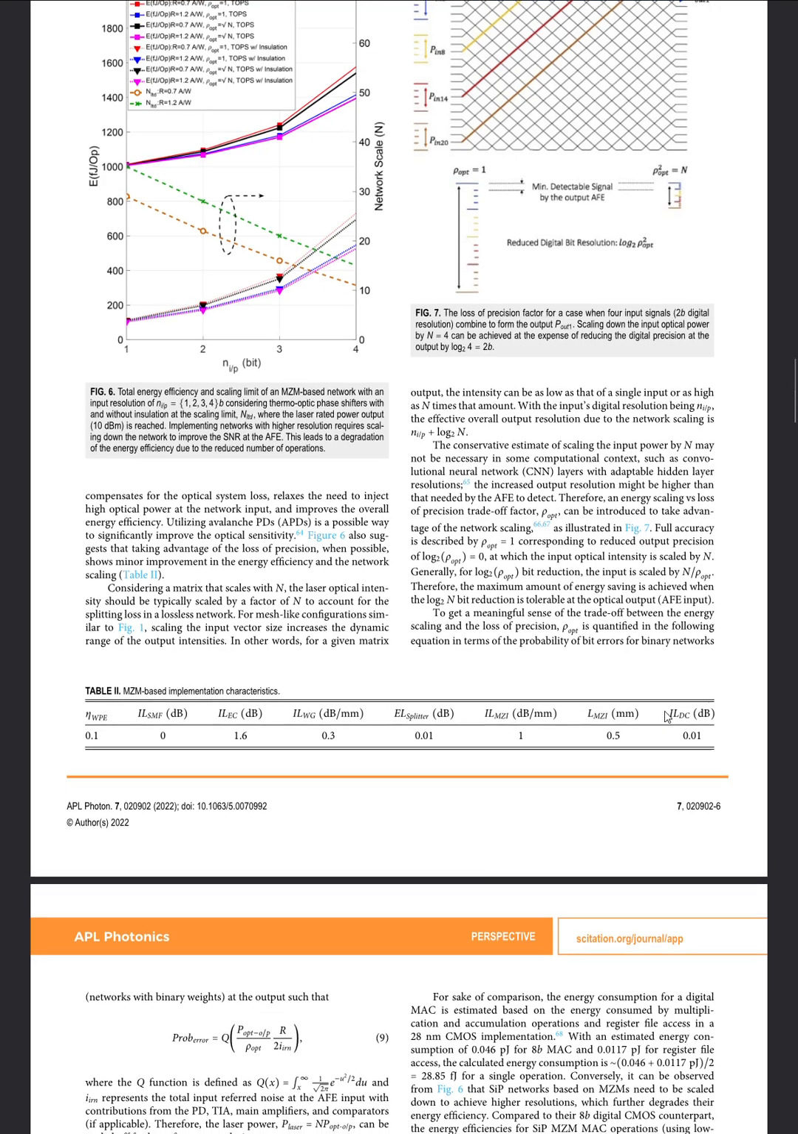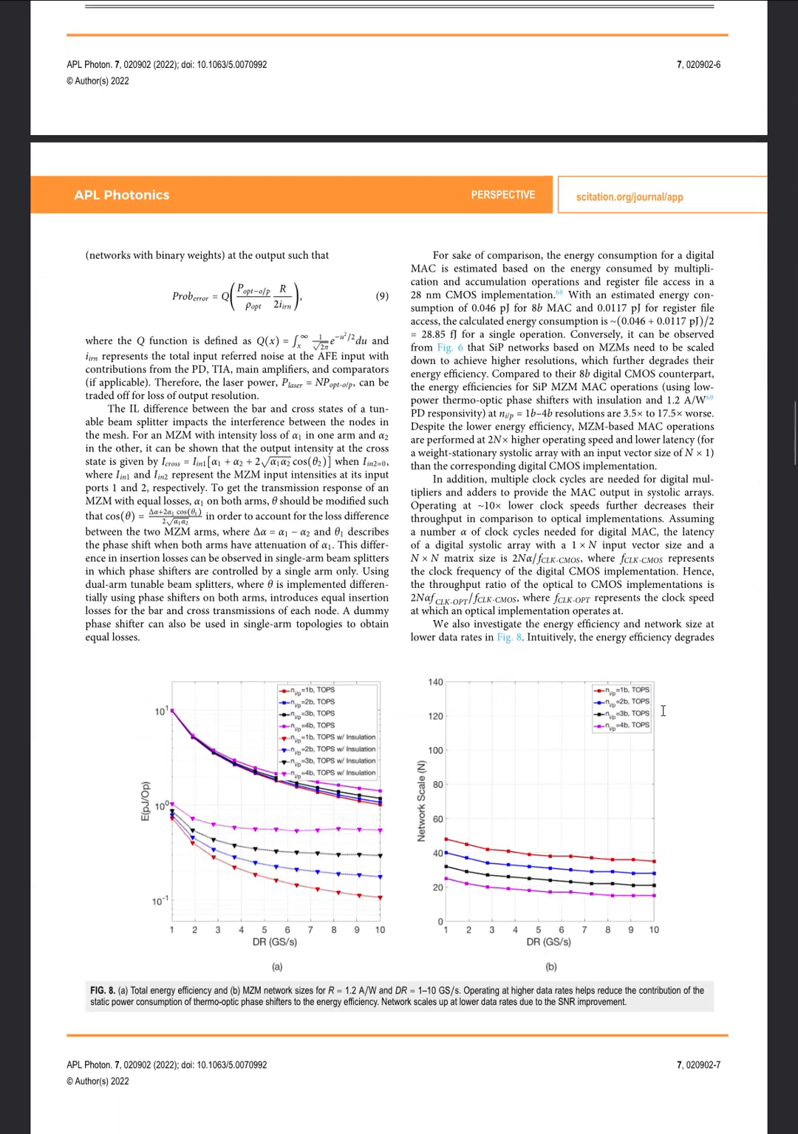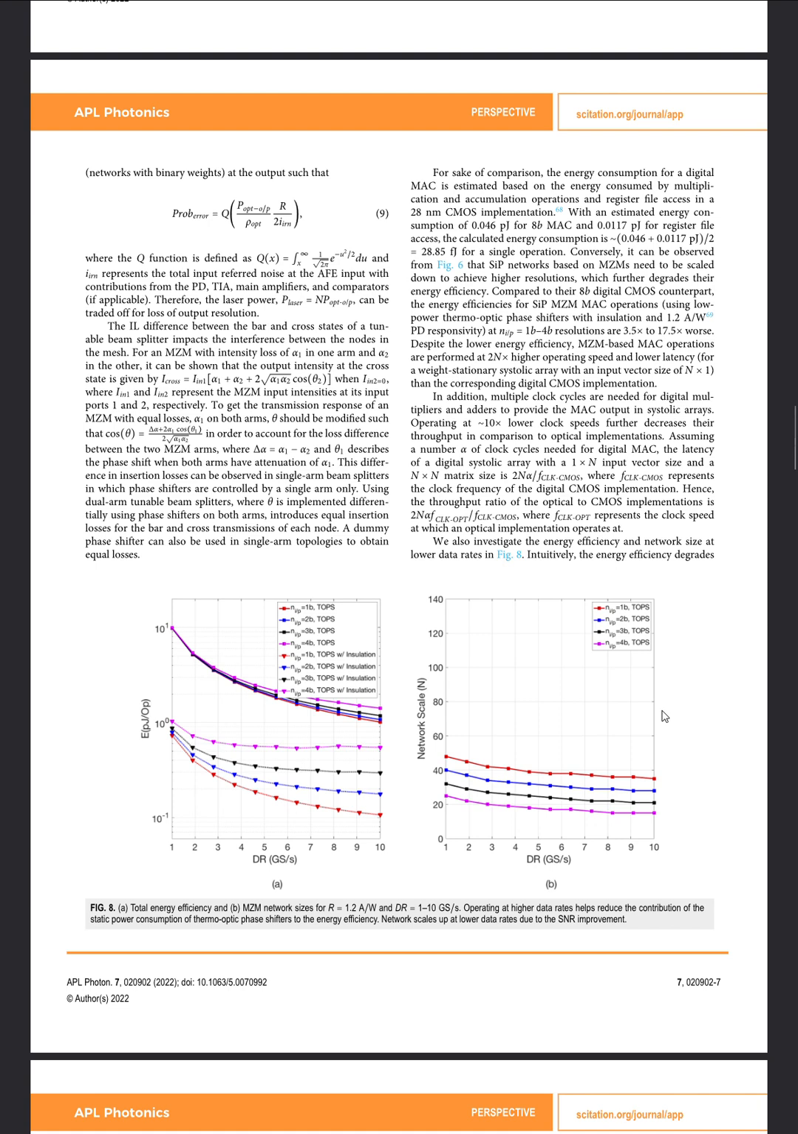The energy consumption for a digital multiply accumulate is estimated based on the energy consumed by multiplication and accumulation operators in register file access. And silicon photonics based on Mach-Zehnder modulators need to be scaled down to achieve higher resolutions. This unfortunately degrades energy efficiency, and the efficiencies for silicon photonic Mach-Zehnder multiply and accumulate operations were 3.5 to 17.5 times worse than digital CMOS.